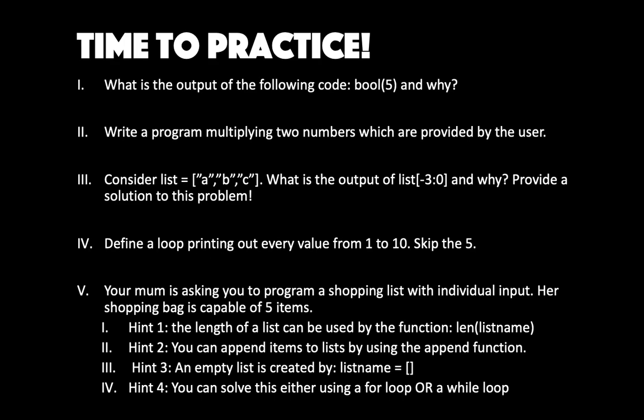Third one, you have a certain list, ABC. You should give me the output of the list with this slicing and tell me why this output is happening. And you should provide a solution to this problem. So I don't want to get what I'm getting here, okay? The next task, define a loop printing out every value from 1 to 10, and you should skip the 5.